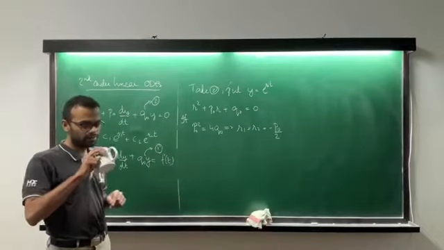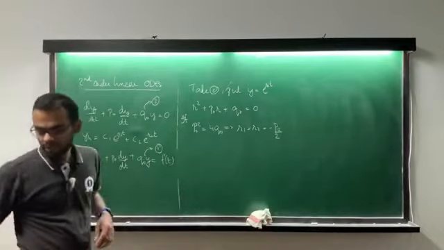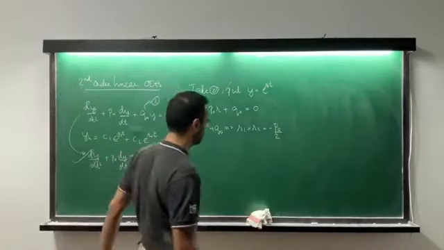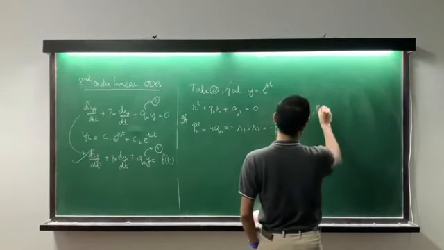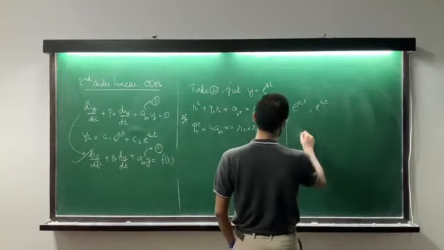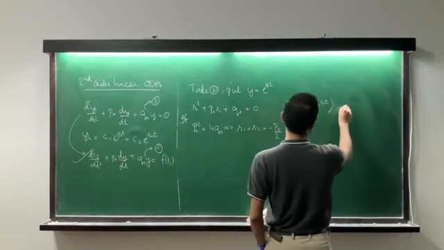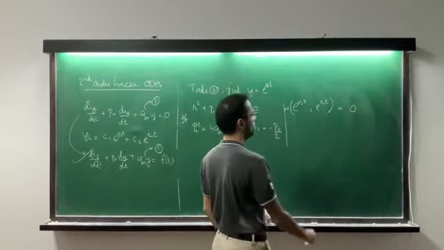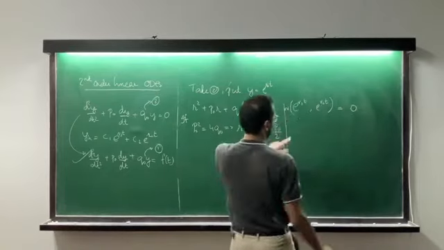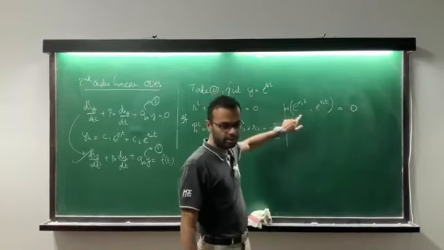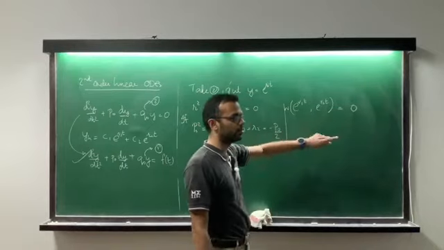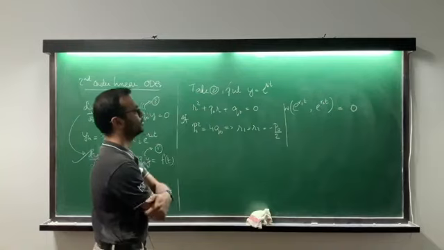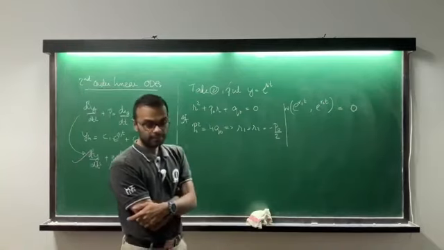Now we are in trouble. Why? Because in this situation, if you calculate the Wronskian of e to the power r1 t and e to the power r2 t, you will get it equal to 0. r1 is equal to r2, right? So you get e to the power rt, e to the power rt, and taking derivatives, r e to the power rt, r e to the power rt, it will give you 0. So we are in trouble.